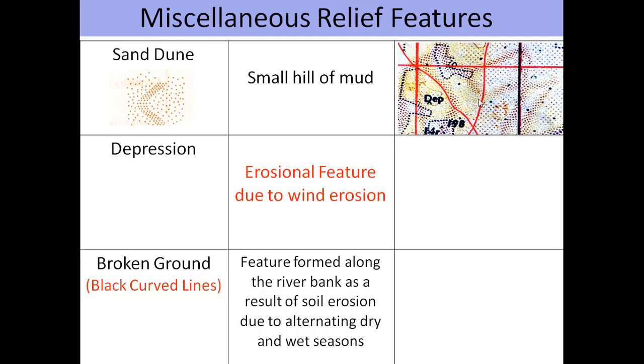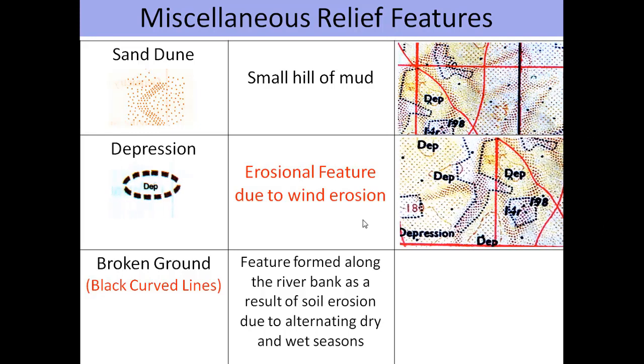On a topographical map, you can see these tiny dots are representing sand dunes. As you can see, DEP is literally written on the topographical map. These are mainly erosional features. Due to wind erosion, depressions are formed in a particular region. This is very common in arid and semi-arid regions. On the topographical map extract, as you can see, DEP is written here. These are depressions.